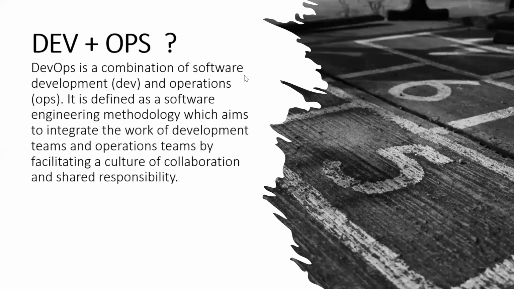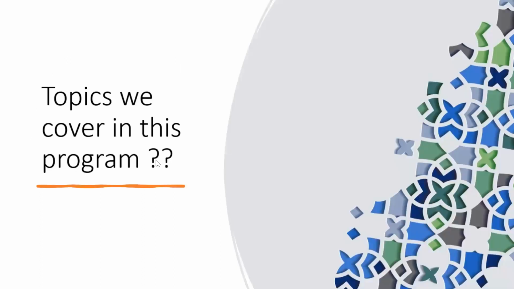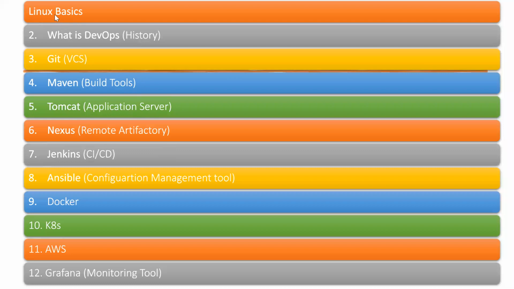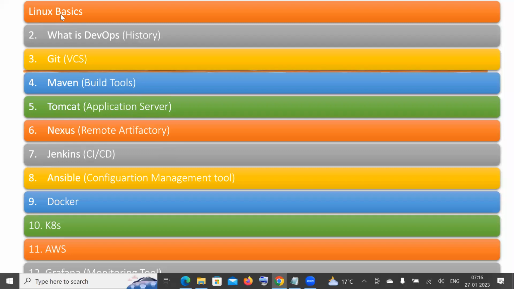So it is a combination of software development and operations. It is defined as a software engineering methodology which aims to integrate the work of development teams and operations teams by facilitating a culture of collaboration and shared responsibility. I've already discussed that. As part of this program, we'll be covering Linux basics, DevOps history, what is Agile, and what is the waterfall model.